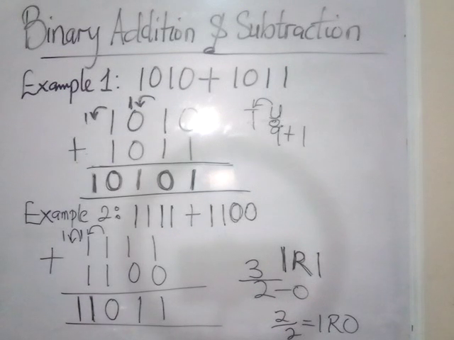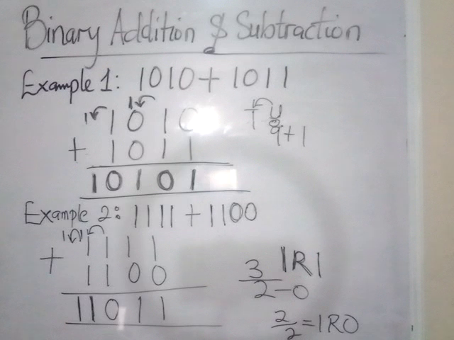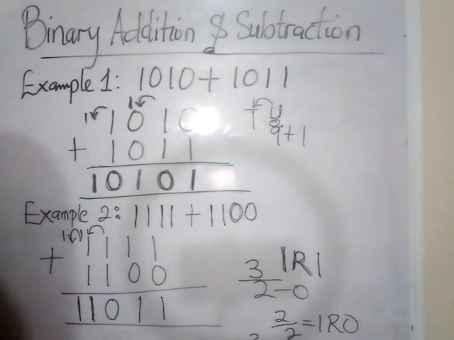Let me go over it again for the sake of those who are confused. 1 plus 0 is 1. I know that's not confusing. Then the next one is 1 plus 1. That's supposed to be 2. But remember, in the binary number system, you do not have 2. So what do you do? You divide 2 by 2.